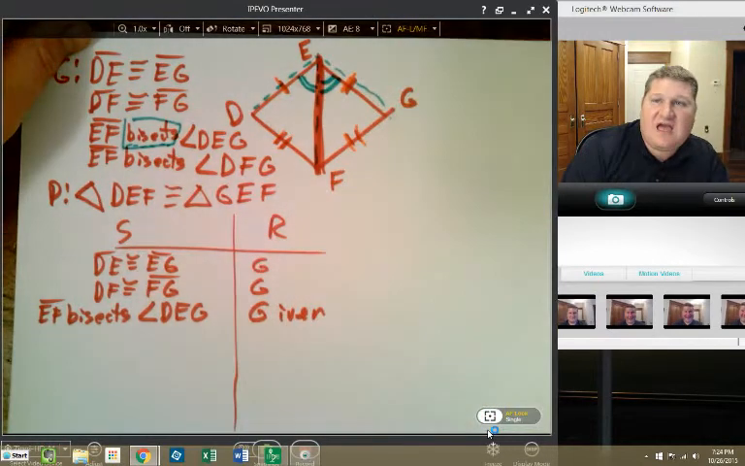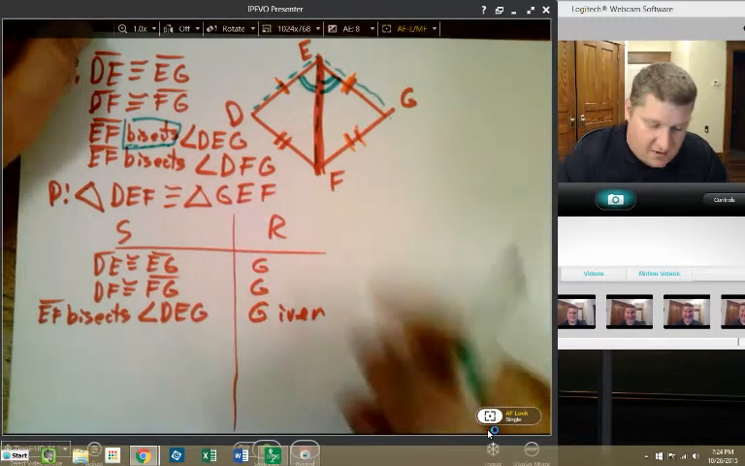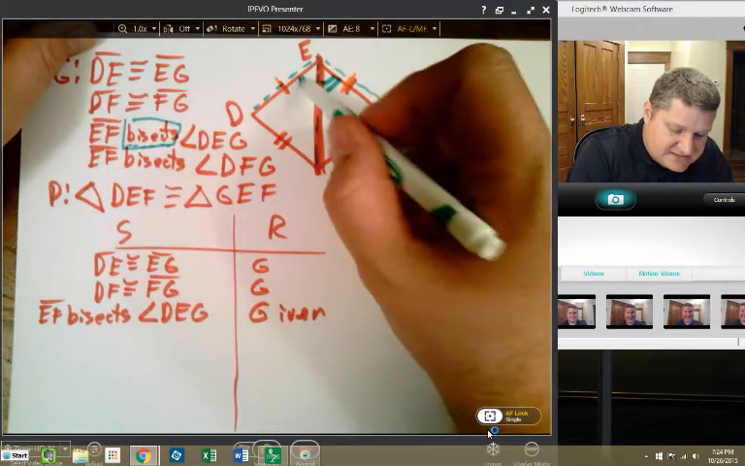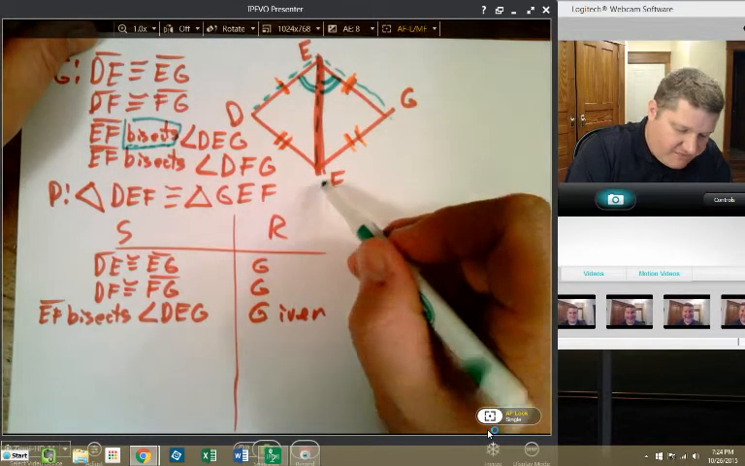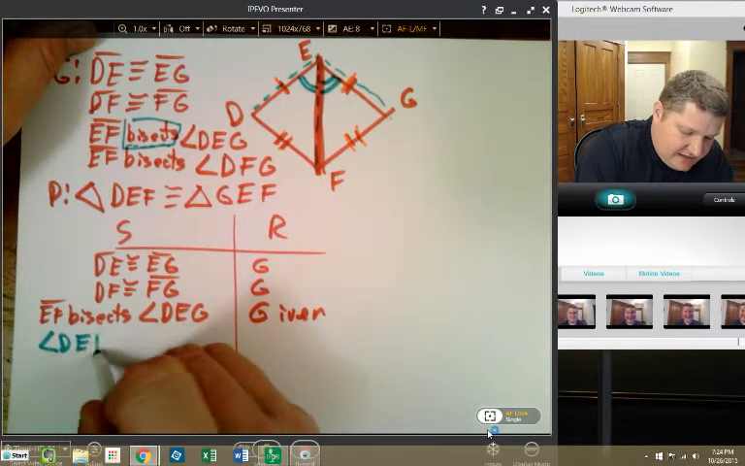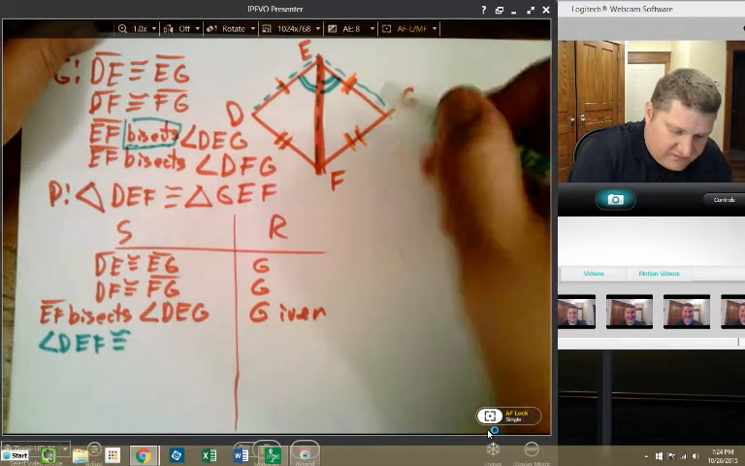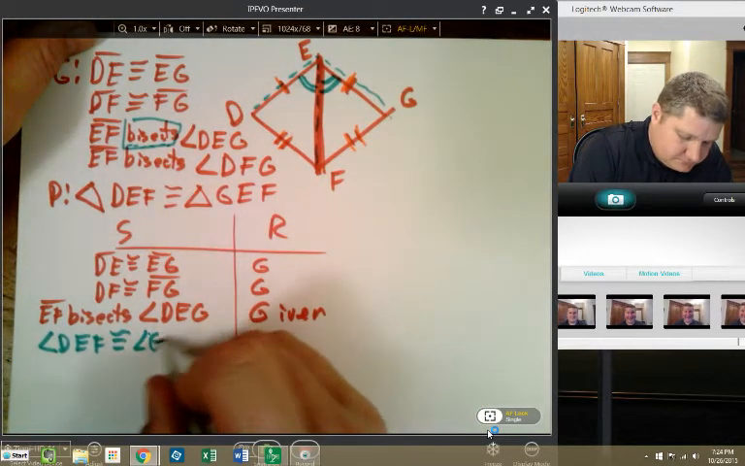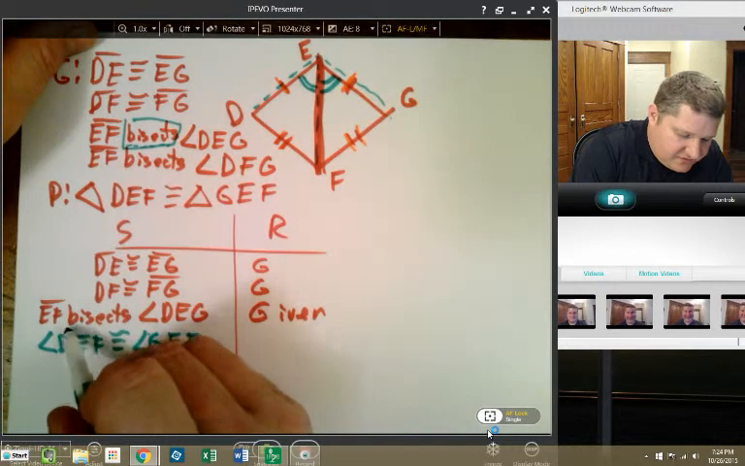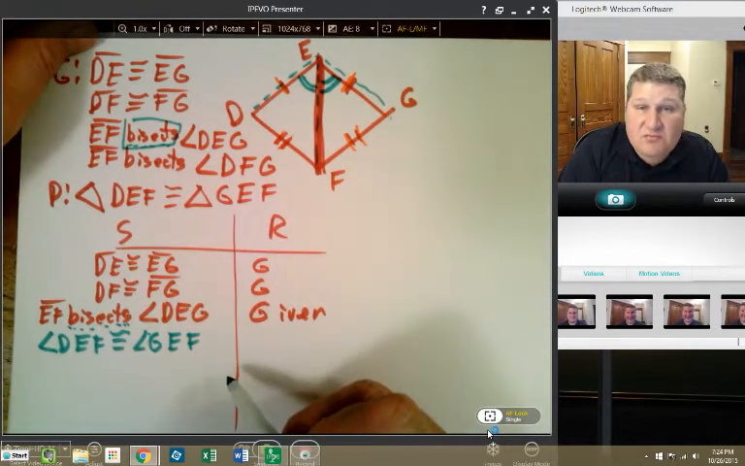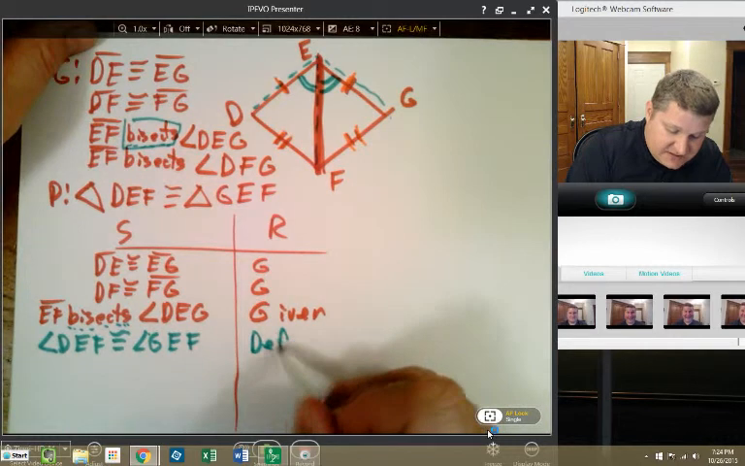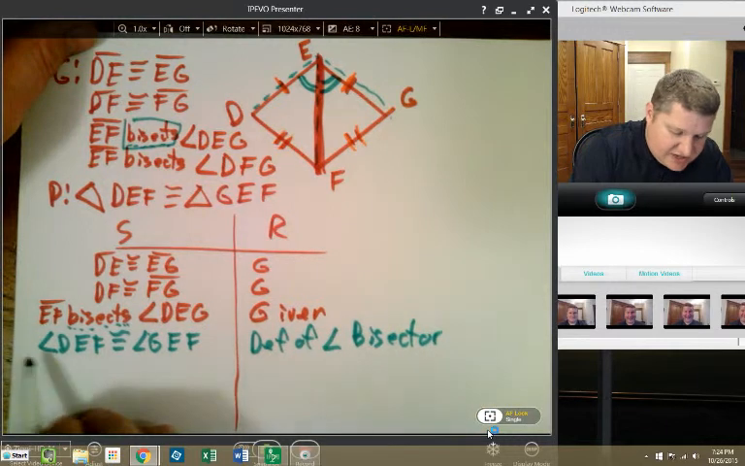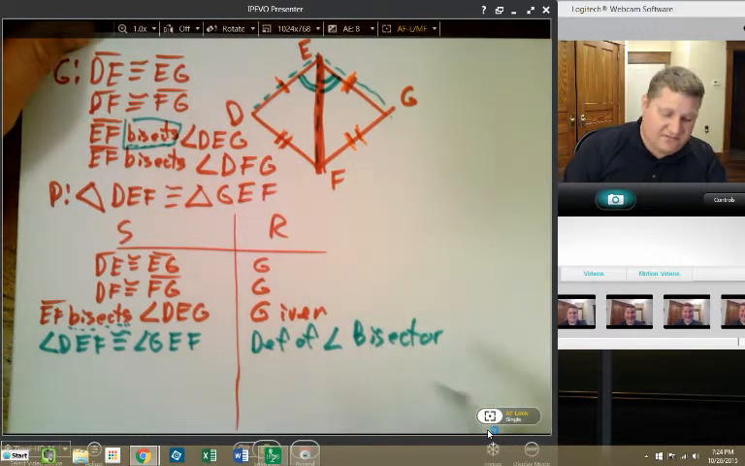So by saying that something bisects, it cuts it into two equal parts. But now I have to tell which angles those are. This is where kids struggle. They go, oh, it makes two angles. Which two angles? Tell me the two angles. The angles it makes in this case are angle DEF, which is congruent to GEF. And if I'm going to use a fancy word like bisects, what's my reason going to be? Definition of angle bisector, because even though it's a segment, it's bisecting the angle.